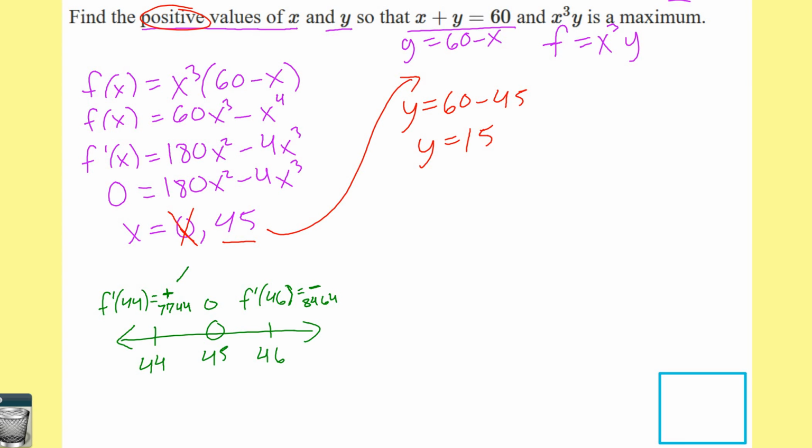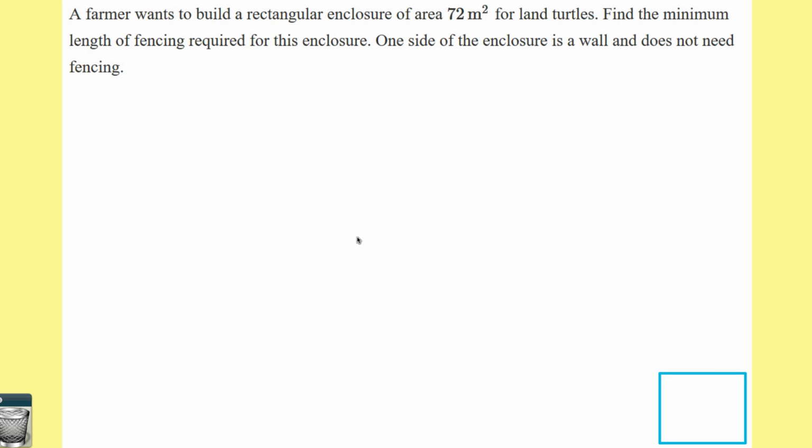So you have a positive slope, a zero slope, and a negative slope. Now that makes sense. That's a maximum. So we know we should be good. And we've got our answer. Okay, let's do a couple more.